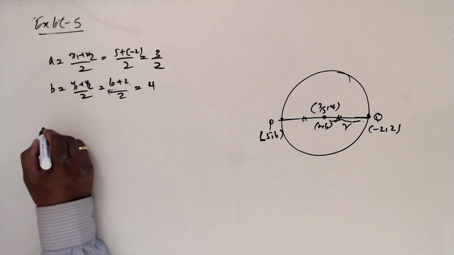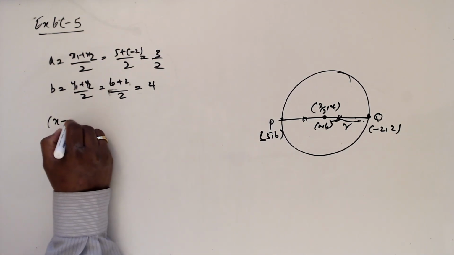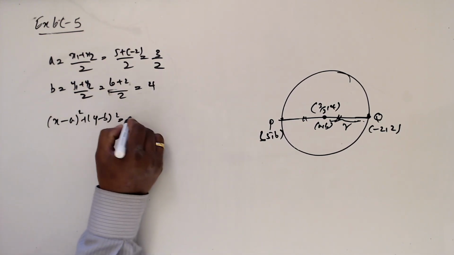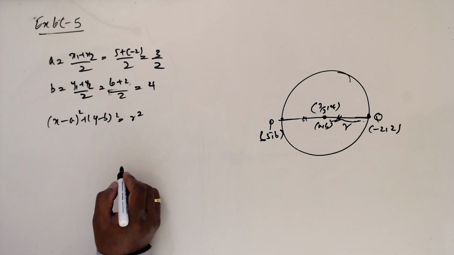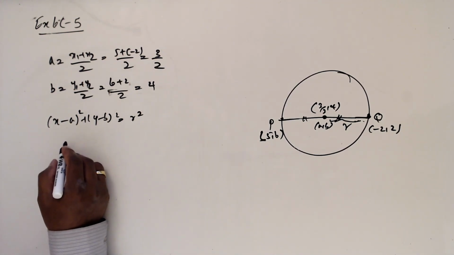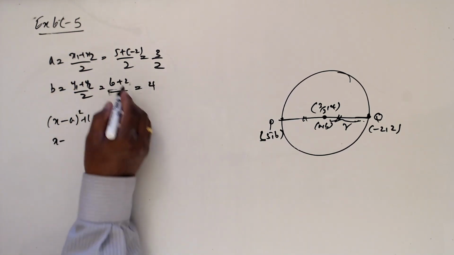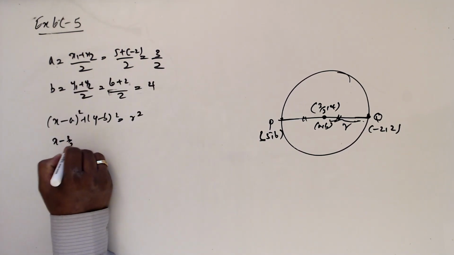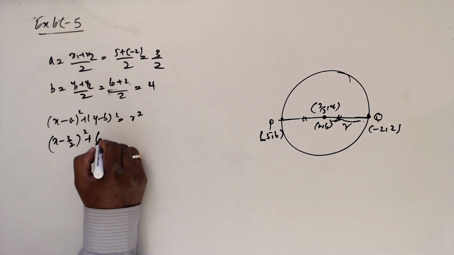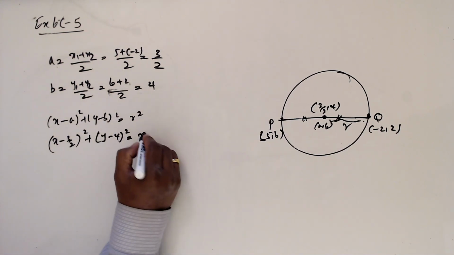Now we can write the equation (x minus a) square plus (y minus b) square equal r square. Now we need to find r, but let me substitute first this one. The a value we know now, (x minus 3 over 2) square plus (y minus b), the b value is 4, square equal r square.